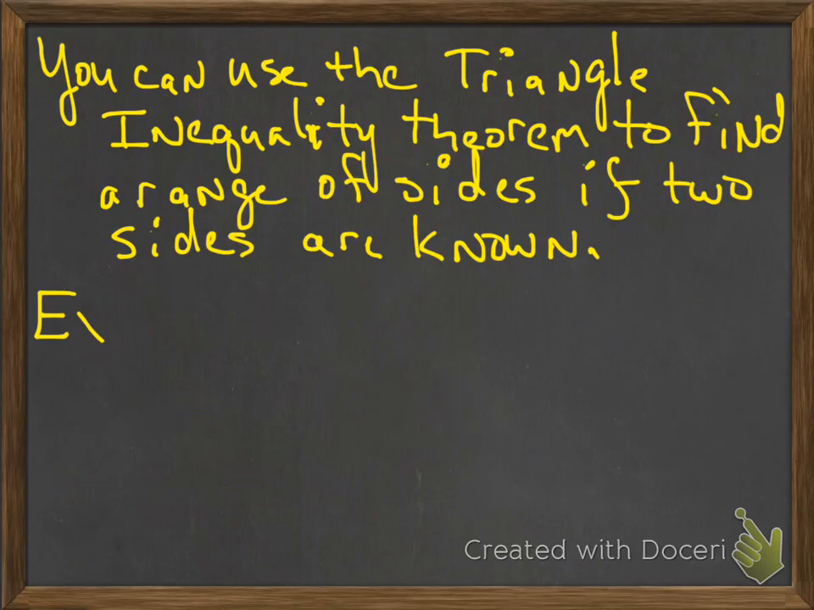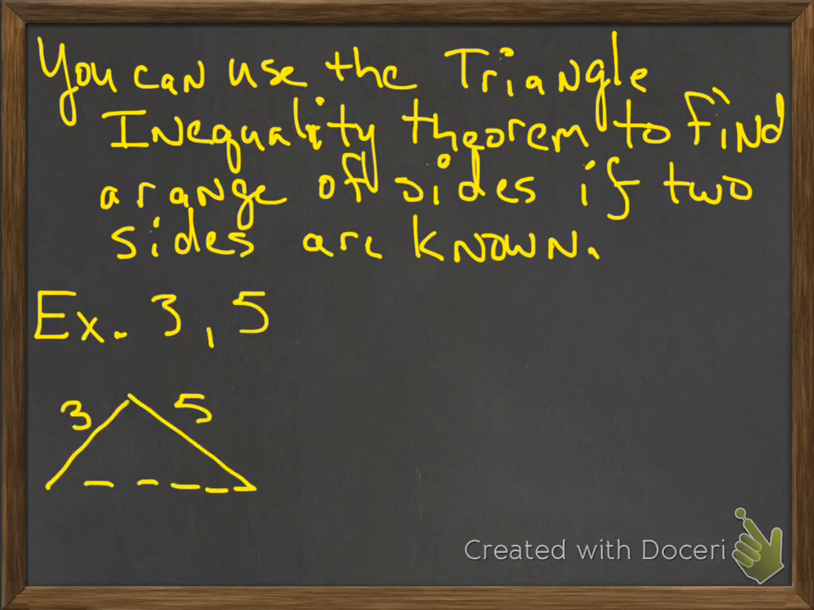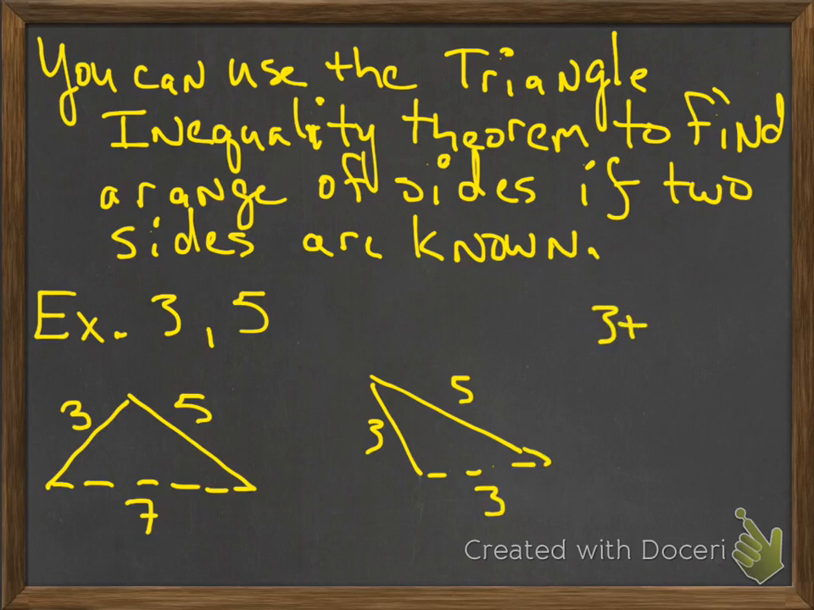Okay, so you can use the triangle theorem to find a range of sides if two sides are known. In other words, if you know two of the sides, then you can find the largest and least numbers here. This was in the book, and they got 3 and 5. Well, depending on how you draw the triangle, you could get a side that's 7, or you could get a side that's 3.